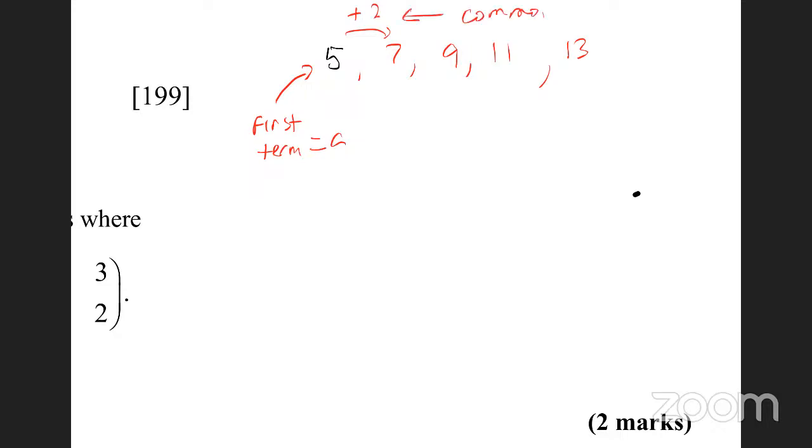5, 7, 9, 11. What would the next value be in the pattern? 13. So you would recognize that your first value is 5. Let's call that A. And they are all increasing by 2. Let's call that your common difference, D.